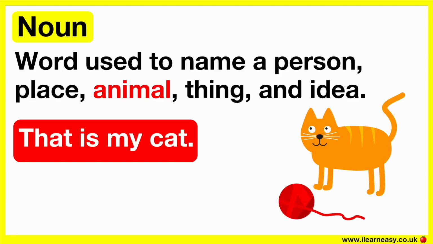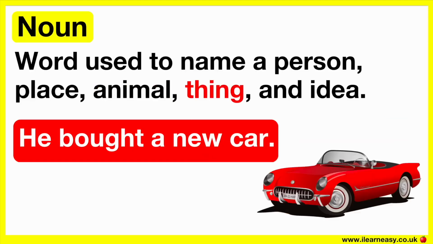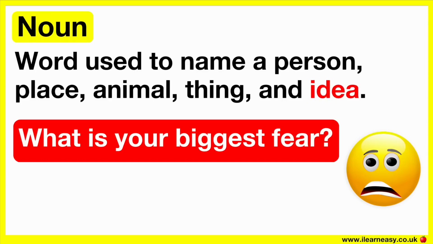That is my cat. The noun in this sentence is cat because it's the name used to refer to the animal. He bought a new car. The noun in this sentence is car because it's the name used to refer to an object or thing. What is your biggest fear? The noun in this sentence is fear because it's the name used to refer to an idea.